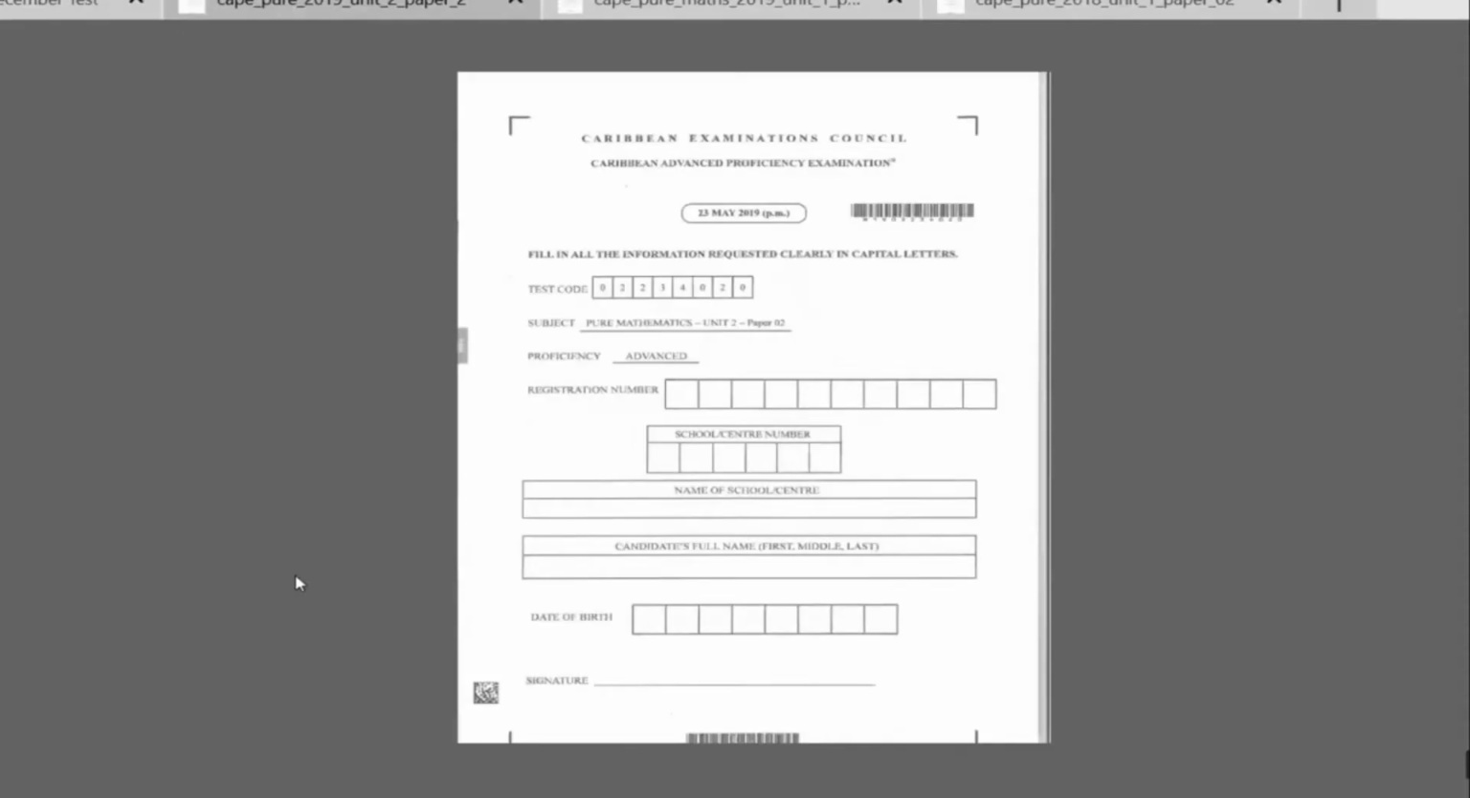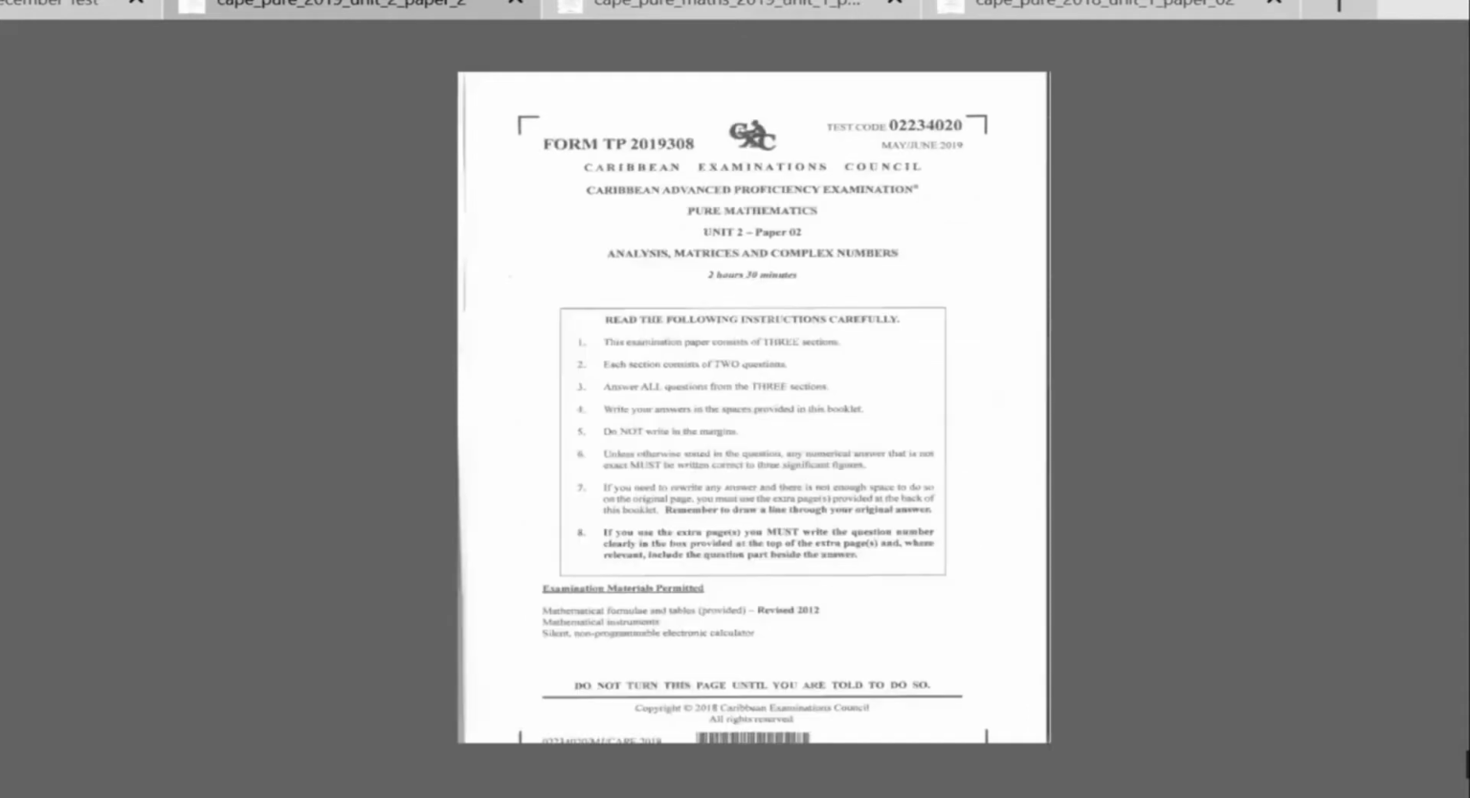2019 paper for CAPE Mathematics Unit 2. So let's get into it. All right, so this is Module 1, Question 1, and it says let 4x² + 3xy² + 7x + 3y = 0. Show that dy/dx is this. So let's go ahead and differentiate this function.